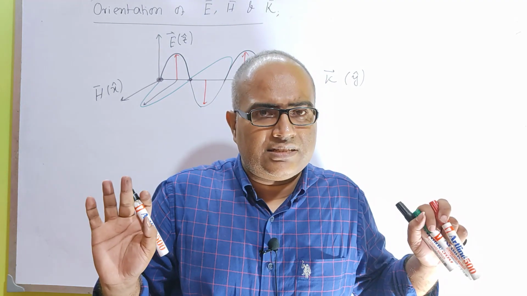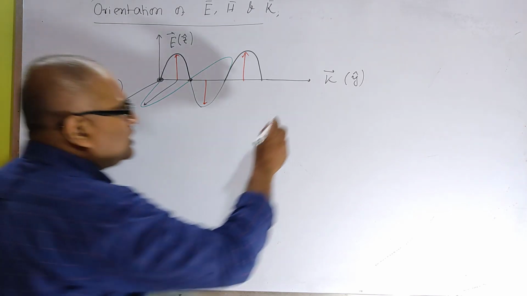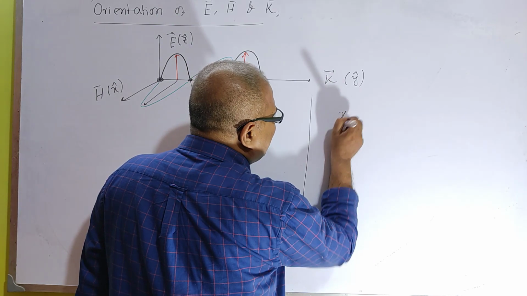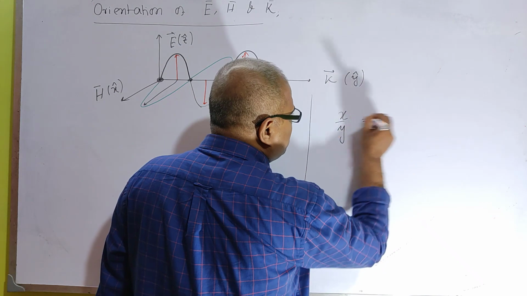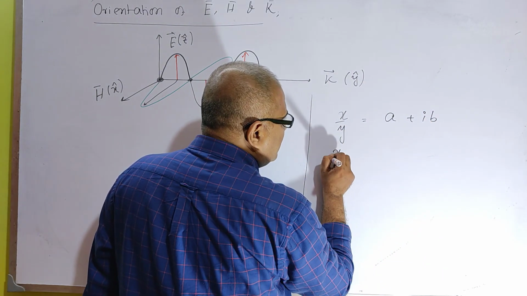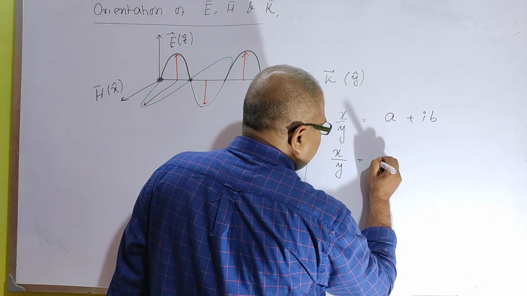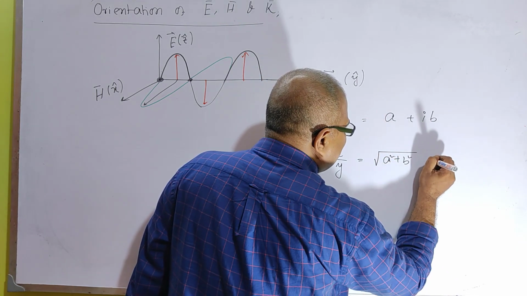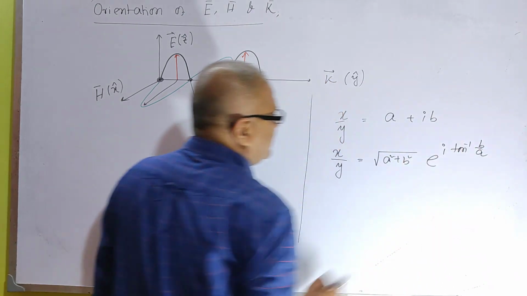We have discussed that. Okay, let's discuss when this phase difference appears. For that, let me give you a demo. Let us consider x by y, the ratio of two variables, as a plus ib. So you can have x by y equals root over a square plus b square, e to the power i tan inverse b by a. Is it?